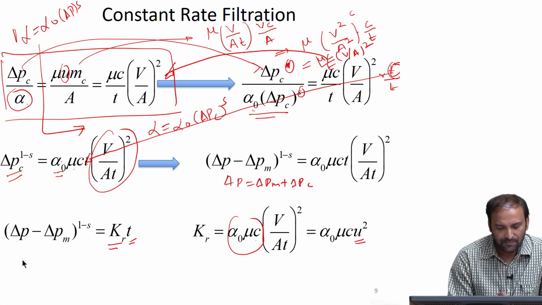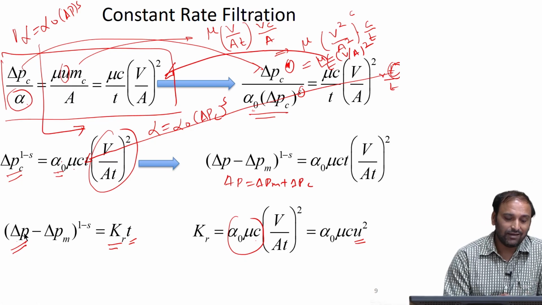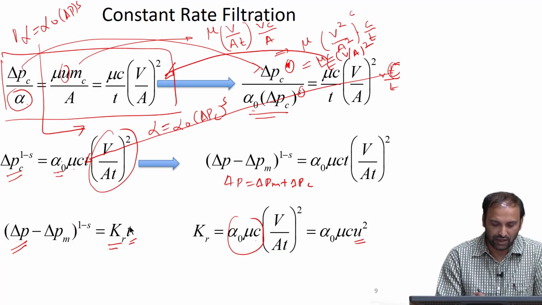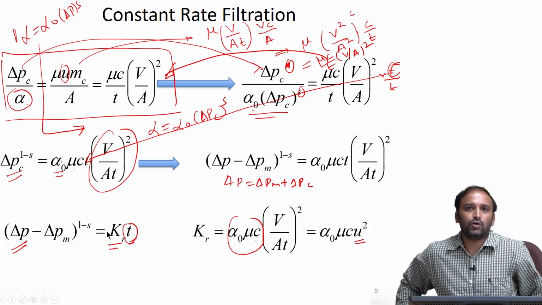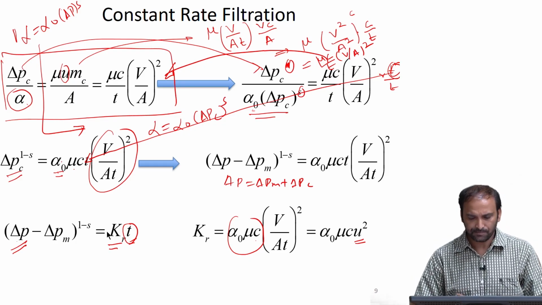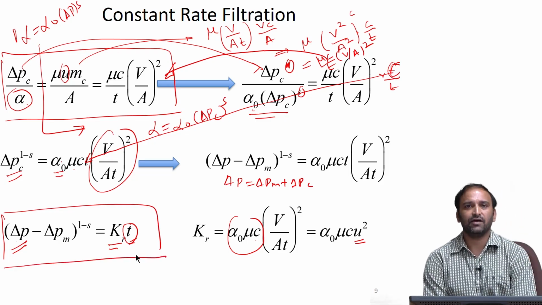So, this basically gives us the relationship for the delta p that I would have to maintain during the course of filtration, as a function of time, to maintain a constant rate of filtration. That is the working equation for the constant rate filtration.